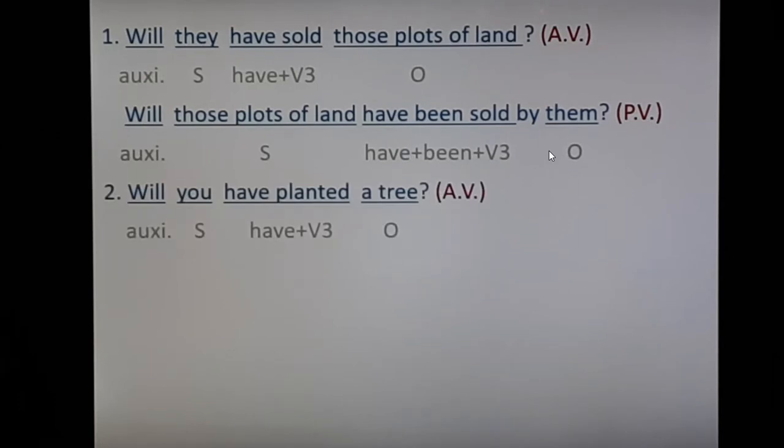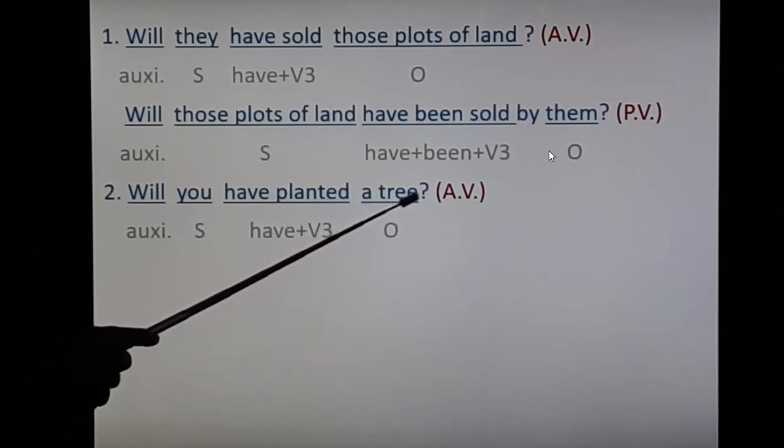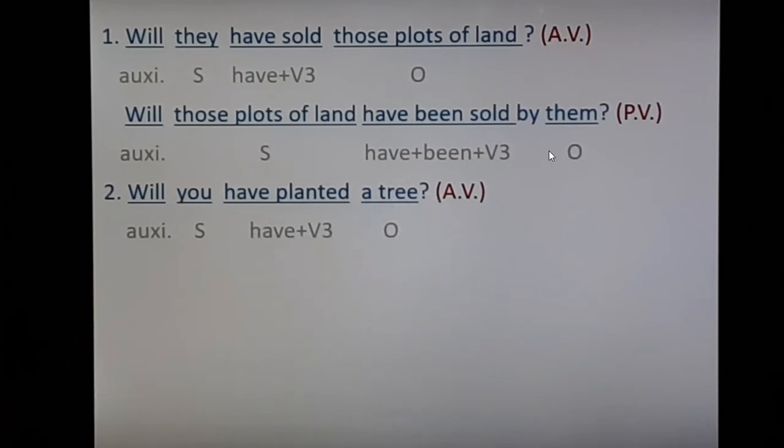Next. Will you have planted a tree? Will auxiliary verb, you subject, have you have to put, then along with have you have to put V3 form, then a tree object, then put question mark. This is active voice.